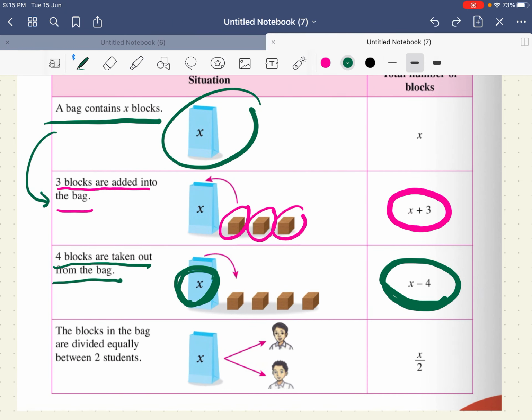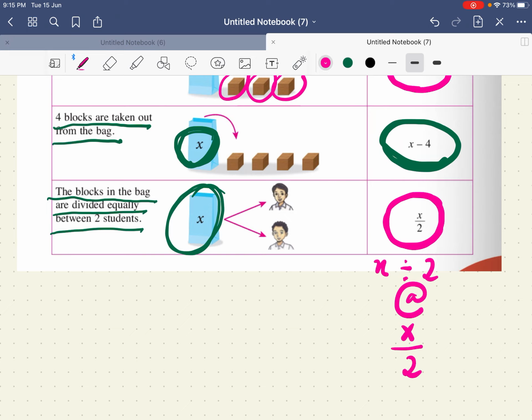Okay. Yang keempat dia kata, the blocks in the bag are divided equally between 2 students. Ada X dalam ni. Maksud dia X bahagi 2. Okay, you can write it as X over 2. Pecahan, fraction adalah bahagi. You also can write X divide by 2. But you also can write X over 2. Sama je, fraction adalah bahagi. X over 2, bukannya 2 over X.